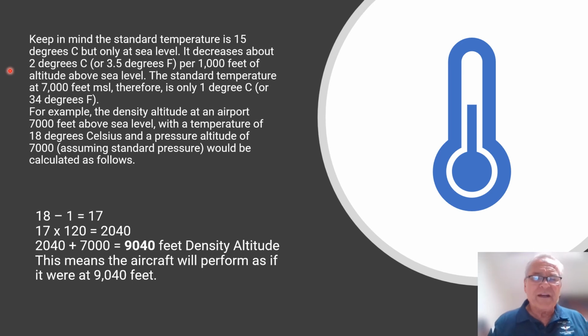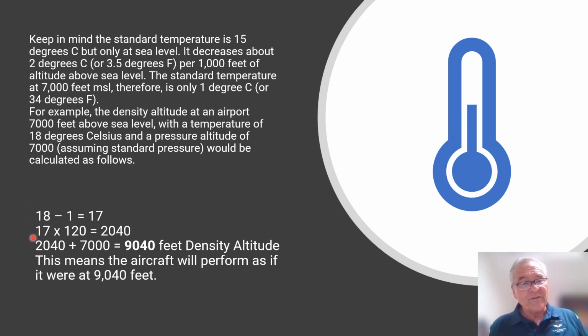You take the mountain flying checkout and all of this stuff is covered in there. It decreases about 2 degrees C, or 3.5 degrees Fahrenheit, for every 1,000 feet of altitude above sea level. Standard temperature at 7,000 feet, therefore, is only 1 degree C, or 34 degrees Fahrenheit. For example, density altitude at an airport 7,000 feet above sea level with a temperature of 18 degrees Celsius and a pressure altitude of 7,000 feet, assuming standard pressure, would be calculated as follows.